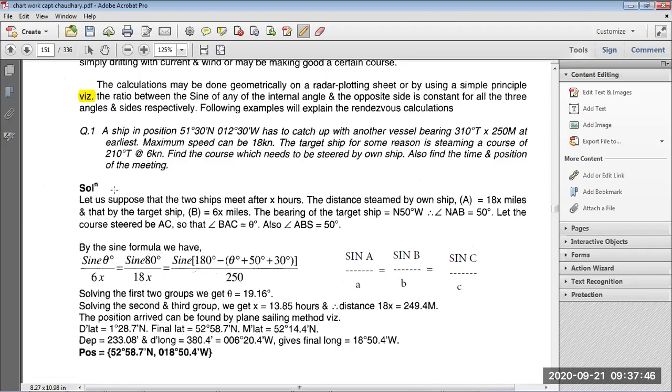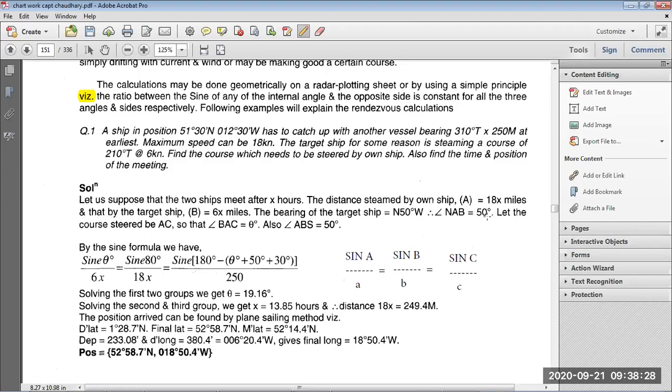So what is the solution? Let us suppose that the two ships meet after X hours. So first we have to assume the time after which they are meeting is X. That is what we have asked in the question. The distance steamed by own ship: if time is X, at 18 knots, we will do 18 into X miles. So that is our distance. And the target ship will be moving at 6 knots, so it will do 6X miles. The bearing is given; we convert it into cardinal points, so north 50 degrees west is your 310.